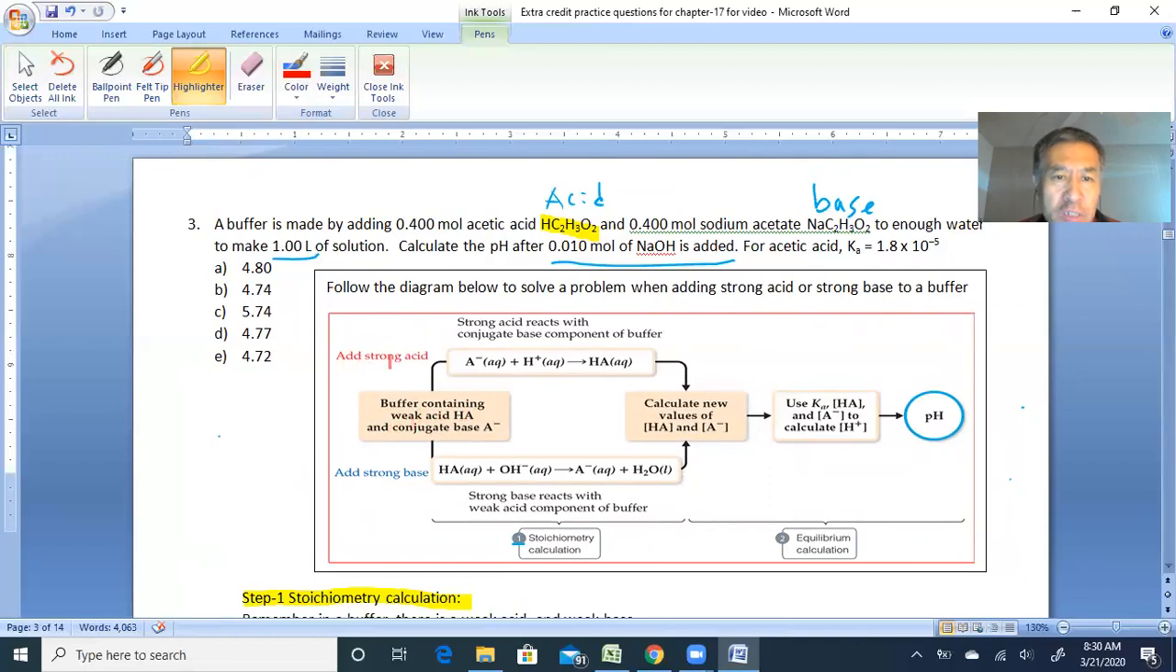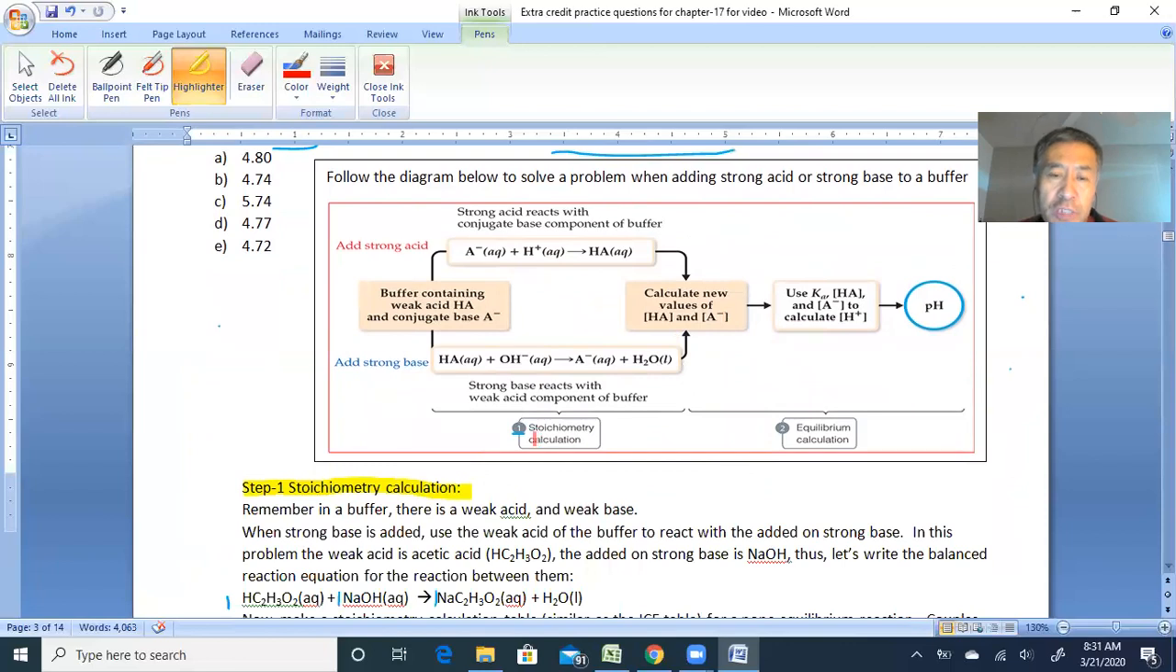When you're adding strong acid, the conjugate base plus H plus produces the conjugate weak acid. When you add strong base, the weak acid plus hydroxide from the strong base produces the conjugate weak base plus water. Therefore, you will calculate the new value of the acid and the base. Once you get the new value of the concentration or moles of the acid and base, you can use either the Henderson-Hasselbalch equation or an IC table to calculate the pH.